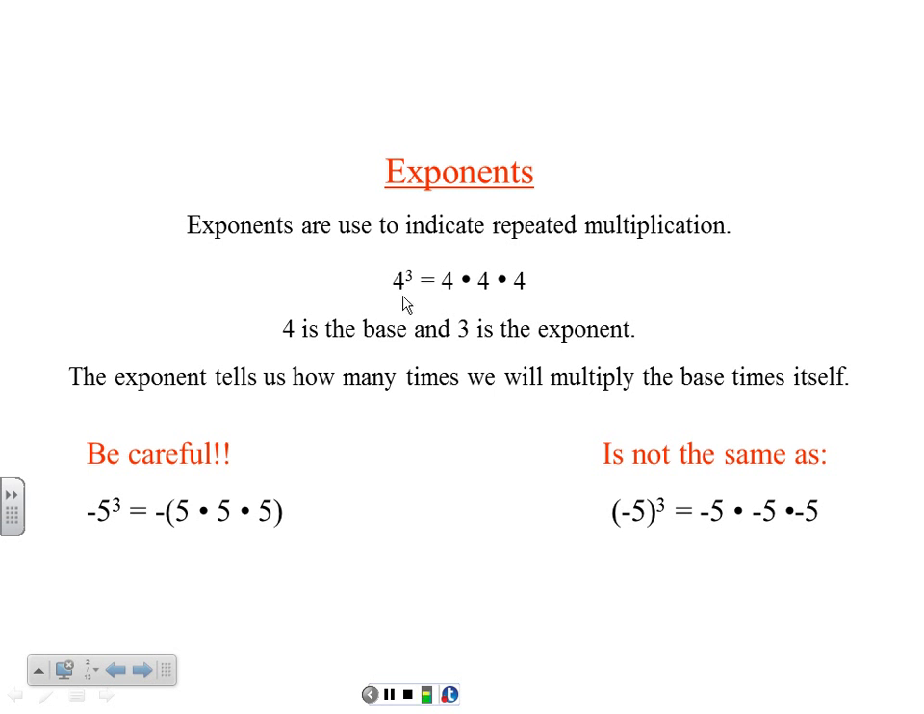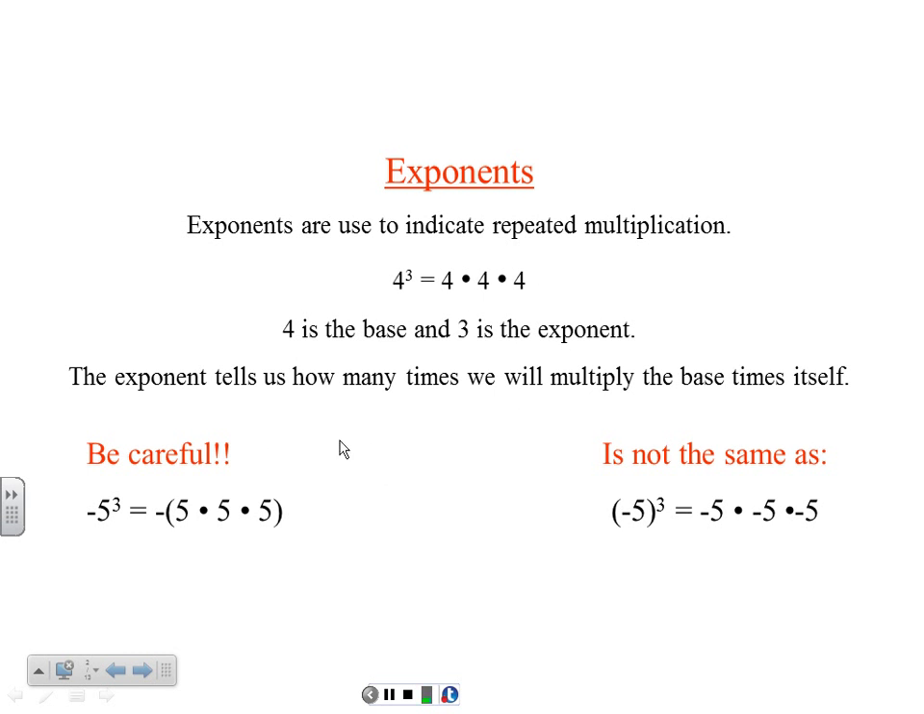And so a lot of people think that this is 4 times 3, which is 12, and that's not the case. Instead, this is 4 times 4 times 4, which is 64. And so as I said, 4 is the base, 3 is the exponent. Now, the exponent tells us how many times we will multiply the base times itself, as I said earlier.